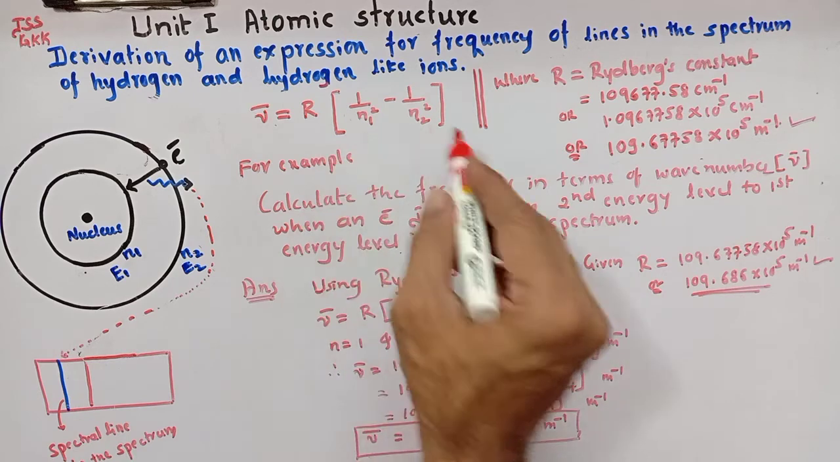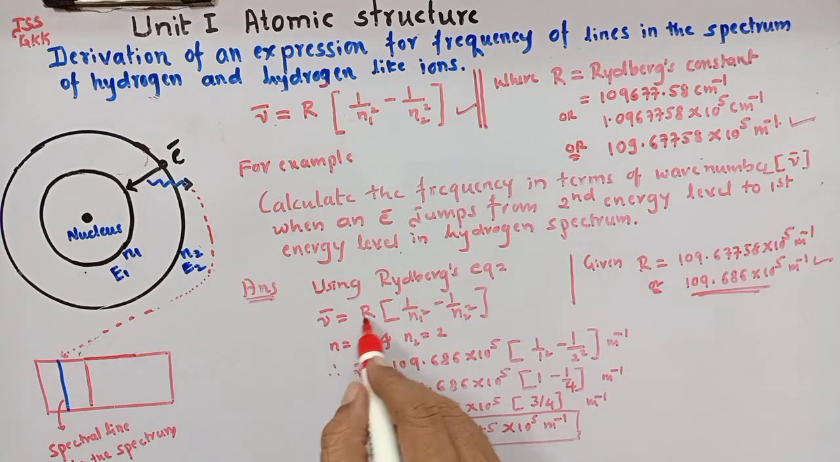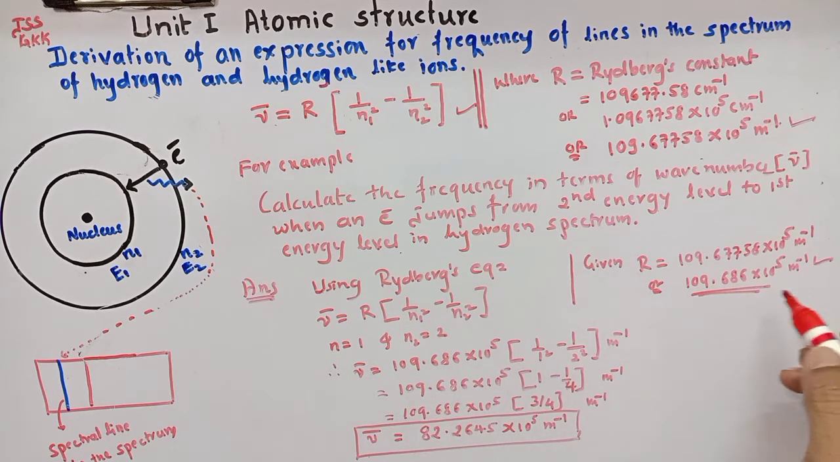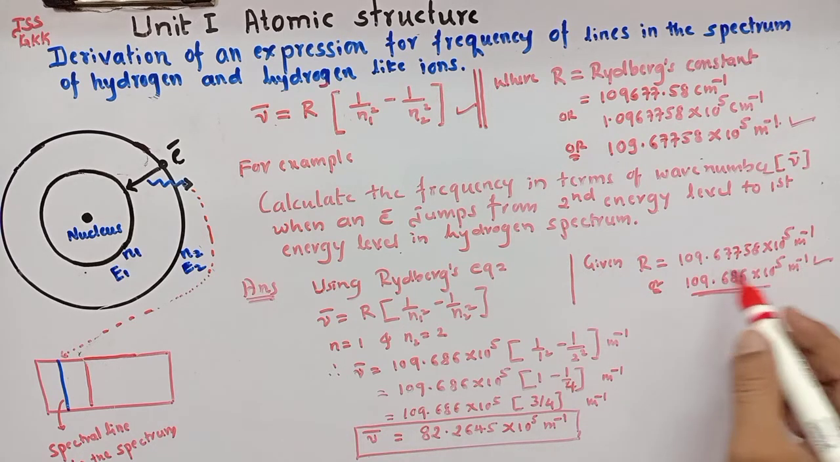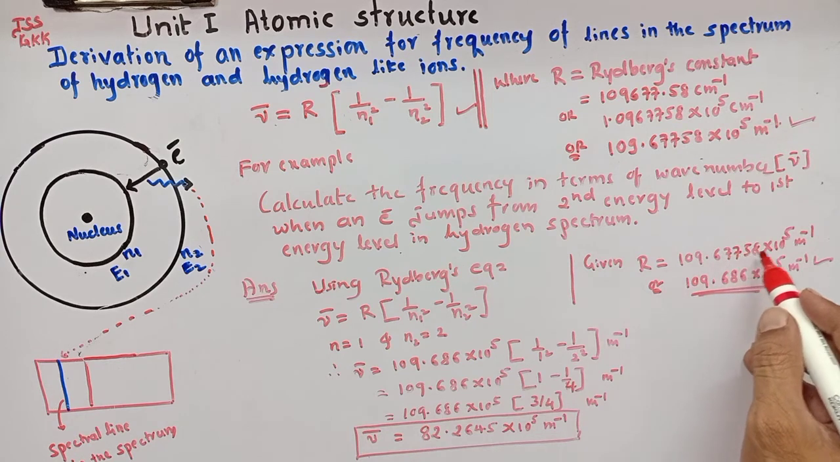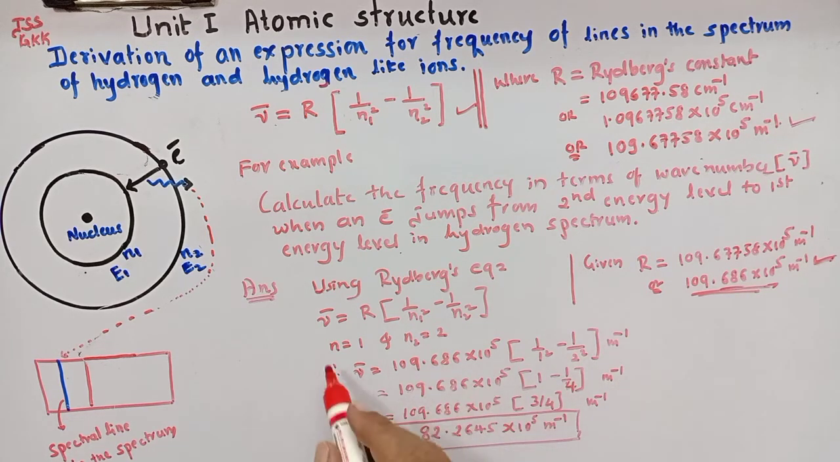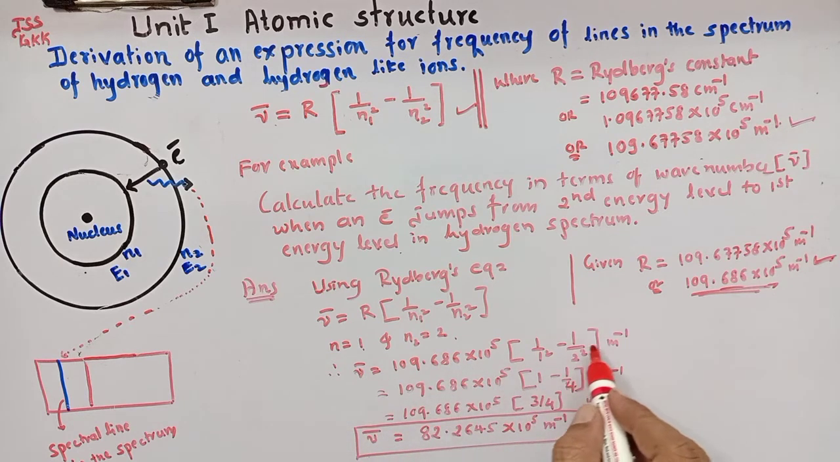So for that we have to use the Rydberg equation. So nu bar is equal to R into 1 over n1 square minus 1 over n2 square. Here R value we can take 109.686 into 10 raised to 5 per meter, or 109.67758 into 10 raised to 5 per meter. In some books they have mentioned this one also. So I will take this one. Here in this case n1, the lower energy, is equal to 1 and the higher energy, that is n2, is equal to 2. Now put the value of n1 and n2 in the Rydberg equation.